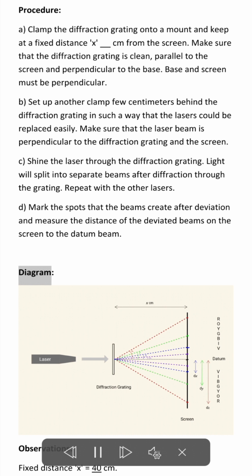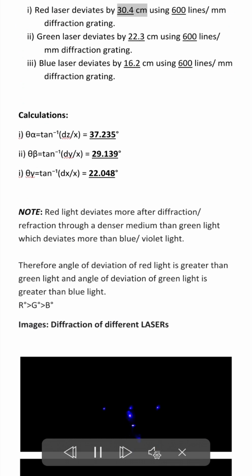Diagram. Observations. Fixed distance x equals 40 centimeters. Red laser deviates by 30.4 centimeters using 600 lines/mm diffraction grating. Green laser deviates by 22.3 centimeters using 600 lines/mm diffraction grating. Blue laser deviates by 16.2 centimeters using 600 lines/mm diffraction grating.